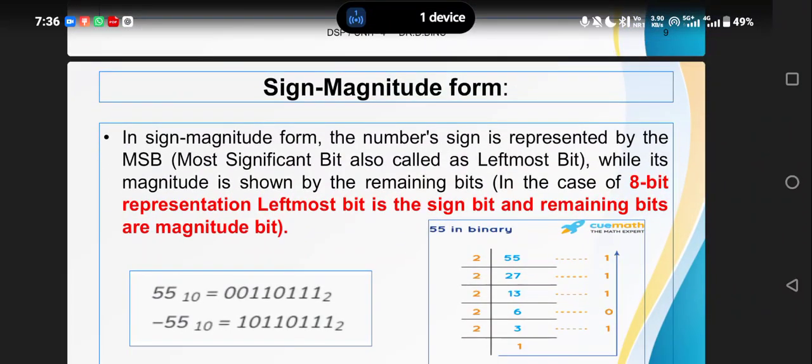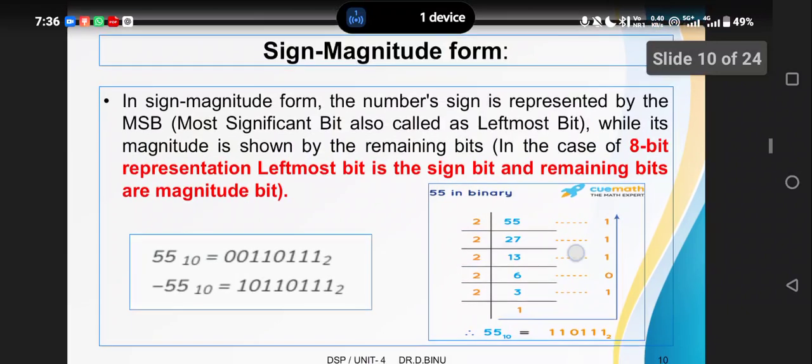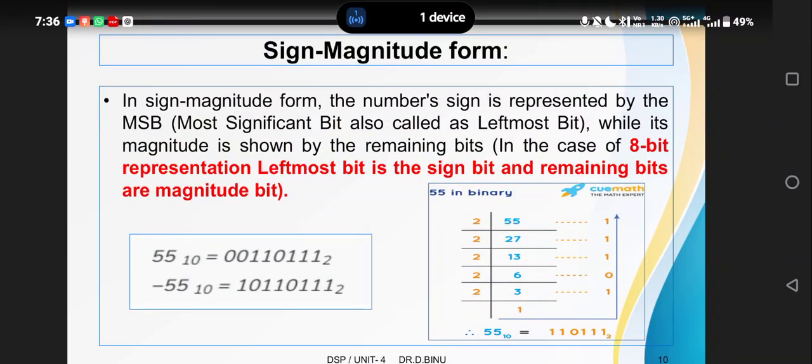What is meant by sign magnitude form? In sign magnitude form, the number's sign is represented by the MSB, that is most significant bit, and the remaining bits give the magnitude. Most significant bit is the leftmost bit. In case of 8-bit representation, the leftmost bit is the sign bit and the remaining bits are magnitude bits.